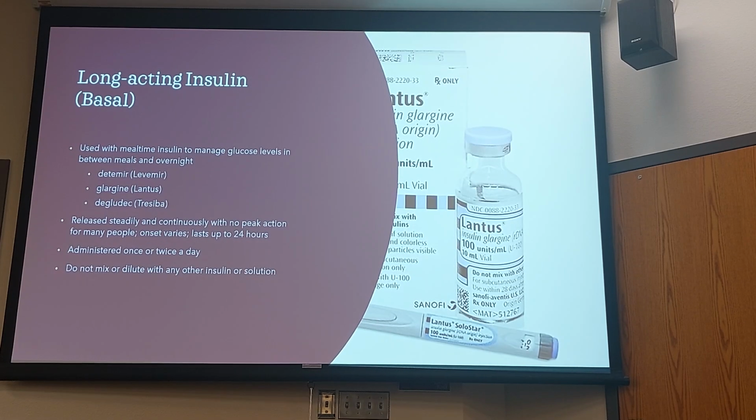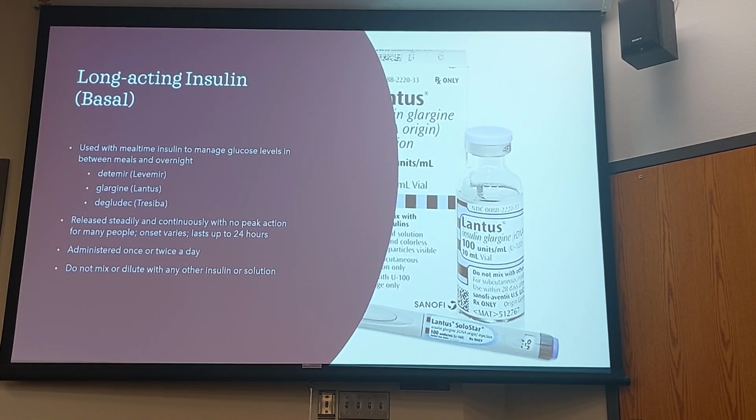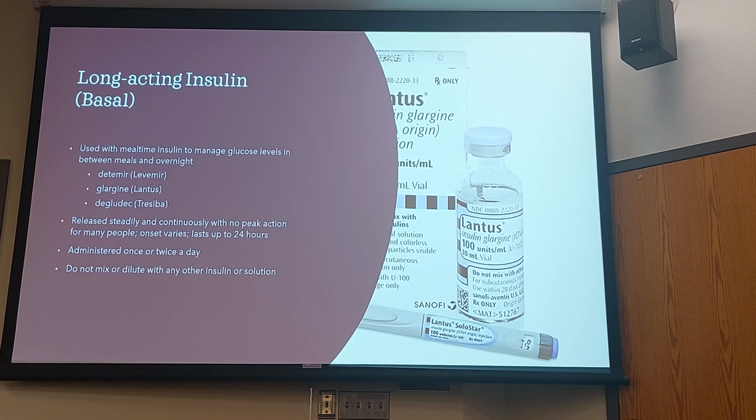There's your Lantus, and a little sneak peek at what one of the pens looks like. I've got a video coming up on how to use a pen. This is used with mealtime insulin, so in combination with it, right? To manage glucose levels in between meals and overnight. So it's that basal. The fast acting handles those high spikes of sugar, while your long acting just keeps you at that steady basal rate in between, right?